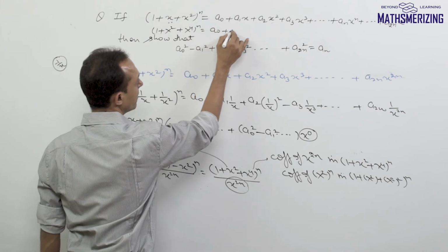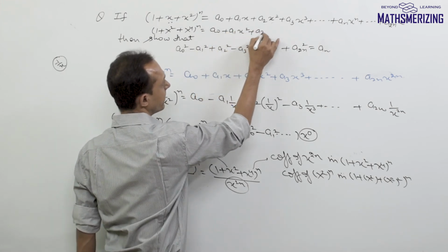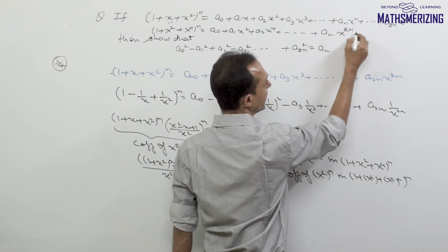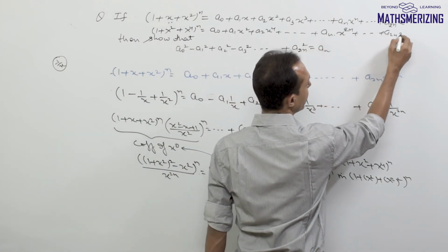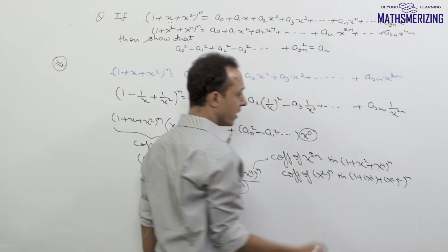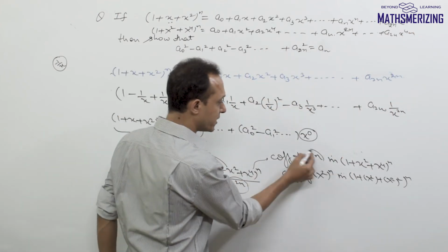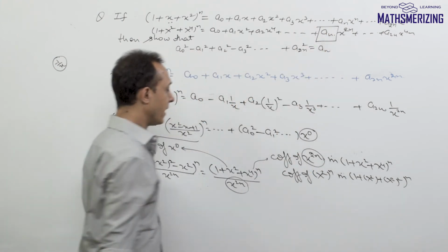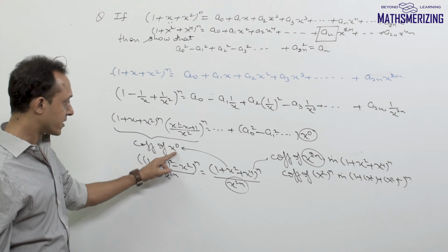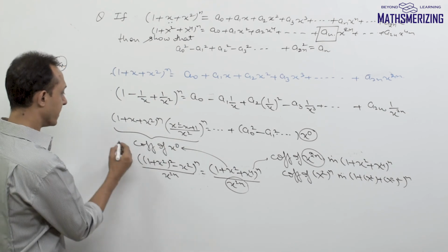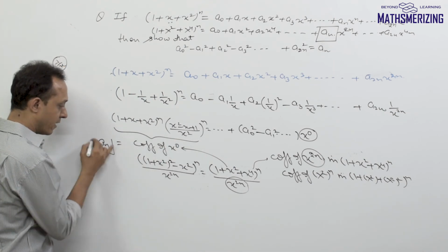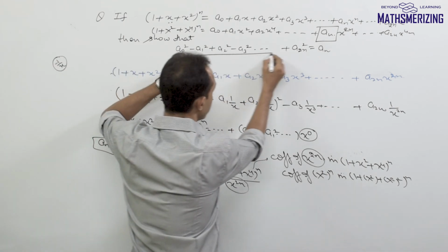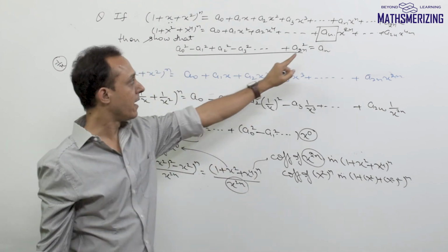So I'll get a0 + a1x² + a2x⁴, and here this term will be an x^(2n), and then a2n x^(4n). Now what am I looking for? I'm looking for the coefficient of x^(2n). So in this series, the coefficient of x^(2n) is simply an. So the coefficient of x⁰ on the left hand side will be nothing but an. Therefore, the answer to this series, a0² − a1² + a2² − ... + an², is nothing but an.